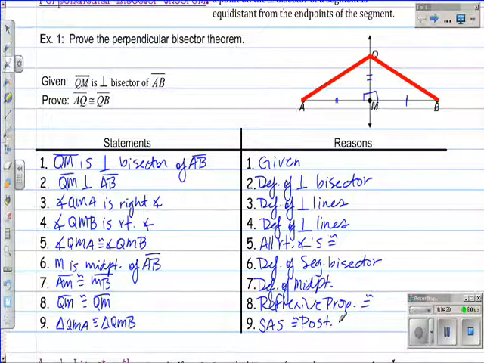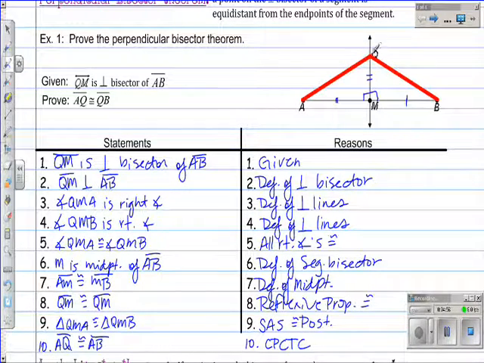And then I realize you probably don't have to have that QM is perpendicular to AB because we know that from a perpendicular bisector. I added that segment in and that's okay, but it is going to make me have another step. So step 10 would be that AQ is congruent to QB by CPCTC. Corresponding parts of congruent triangles are congruent.